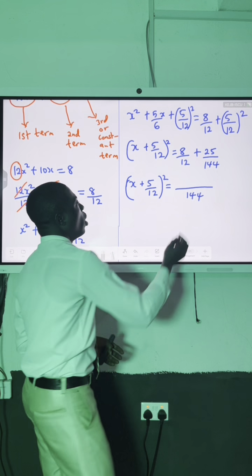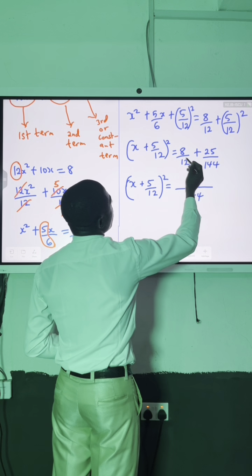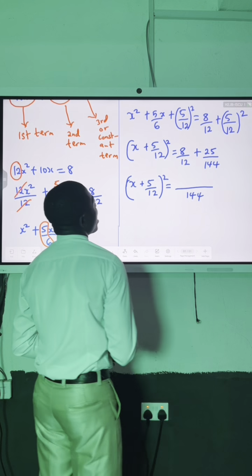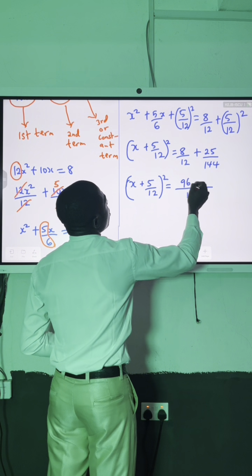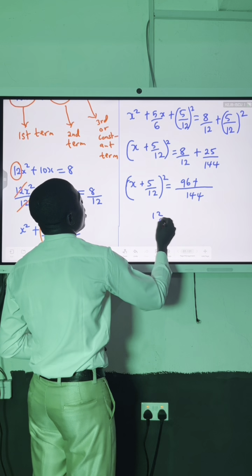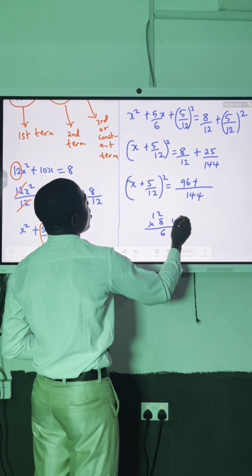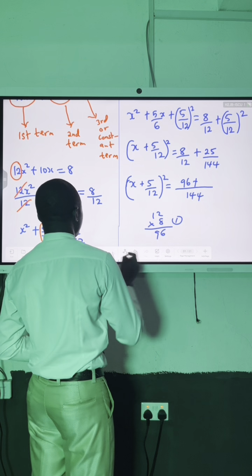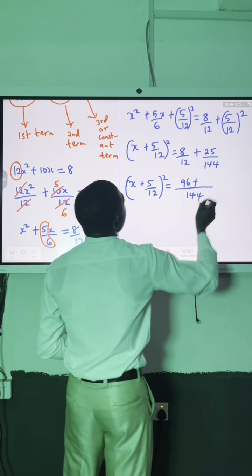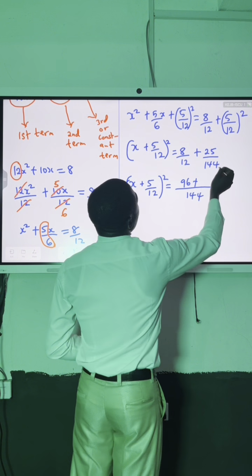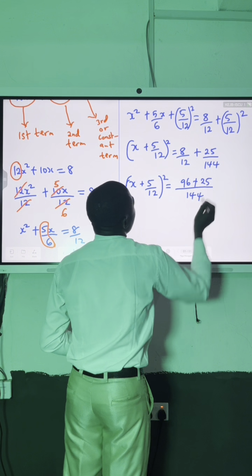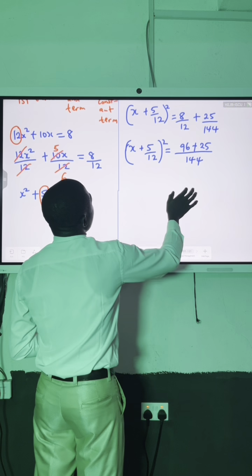All right, so we go 144 divided by this denominator, 12, you get 12. 12 times 8, you get 96. So you have 96 there plus, this is 6 carry 1 and then 8 plus 1, 9. Yes, 96, we're fine. Okay. Now, what do we do next? 144 divided by this 144, you get 1. 1 times 25, you get 25.